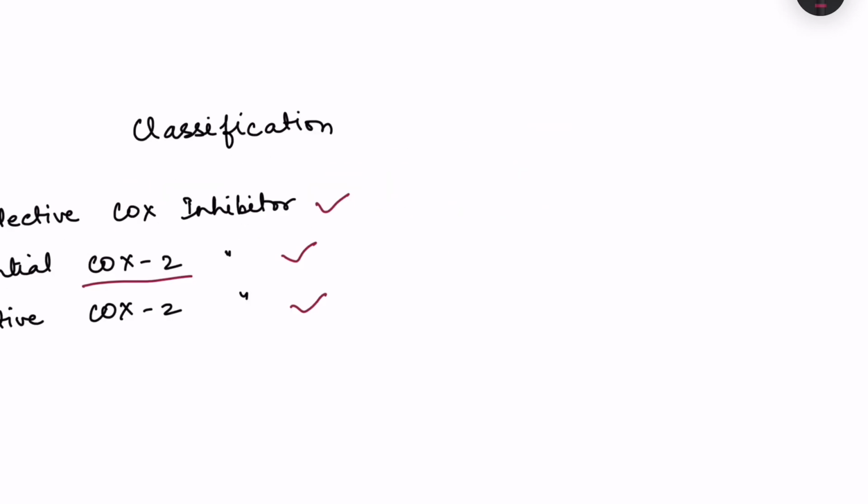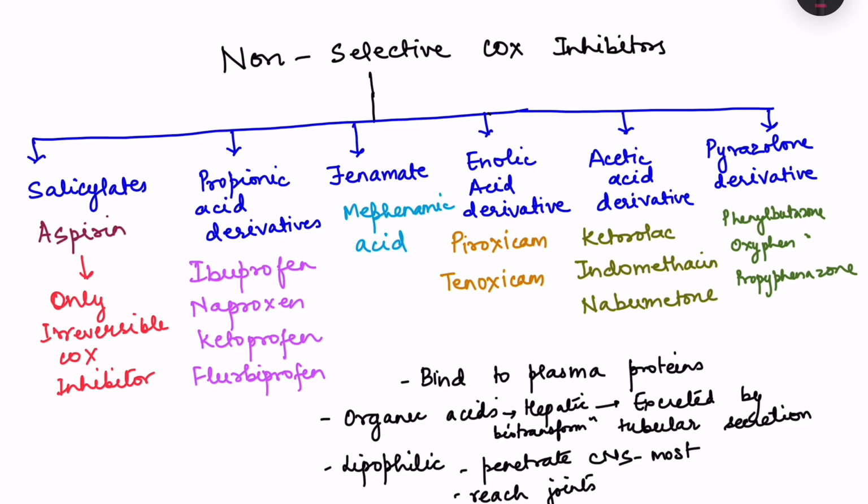Now, non-selective COX inhibitors are further subclassified based on their chemical nature, right? We have salicylates. The drug in this is aspirin. Basically, it is acetylsalicylic acid. Then we have propionic acid derivatives, fenamates, enolic acid derivatives, acetic acid derivatives, and pyrazolone derivatives.